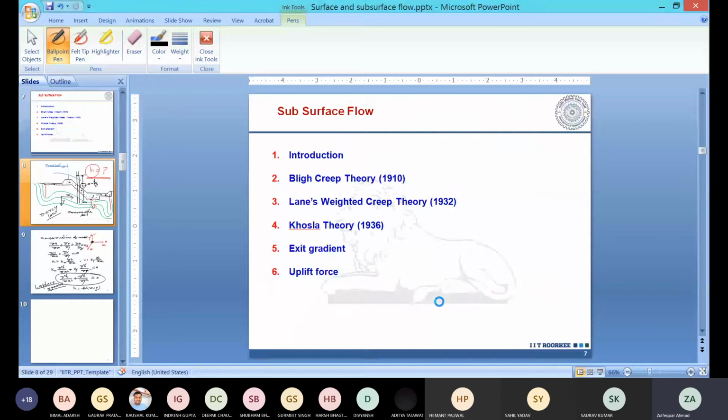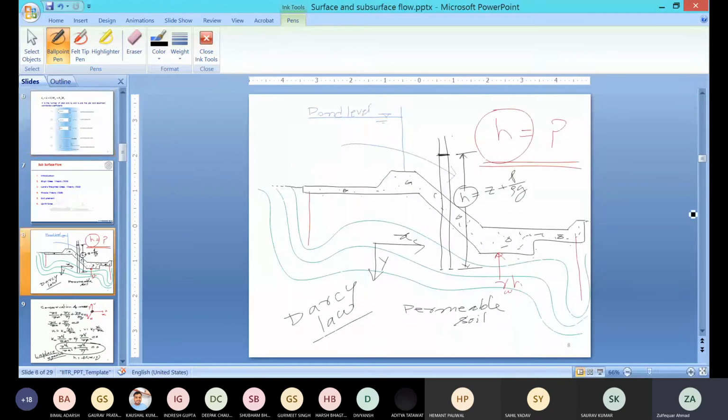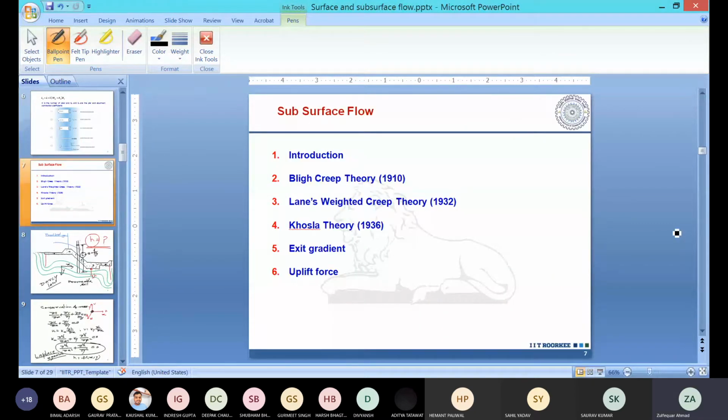In this direction, the first one is of Bligh, and the Bligh theory we get in 1910. We'll first discuss the Bligh creep theory, the so-called Bligh creep theory. Then we'll discuss the Lane's weighted creep theory. Then we'll talk about the Khosla method. Bligh creep theory is of 1910, Lane's is of 1932, and the Khosla paper published in the CBIP is of 1936.